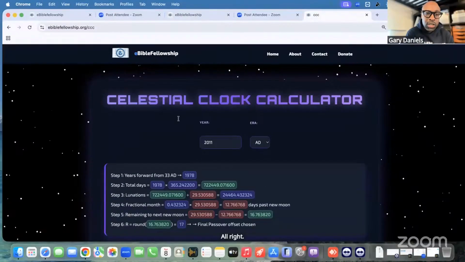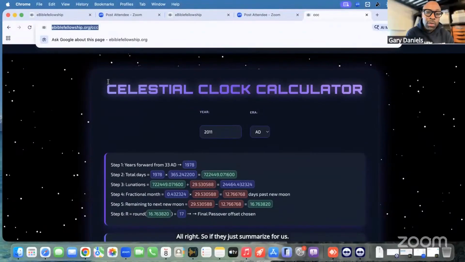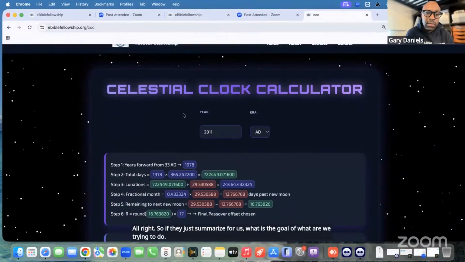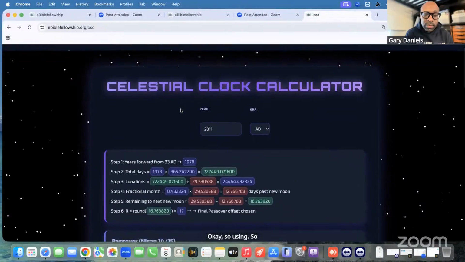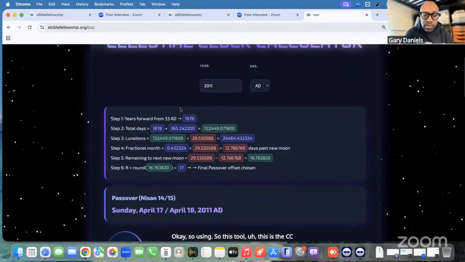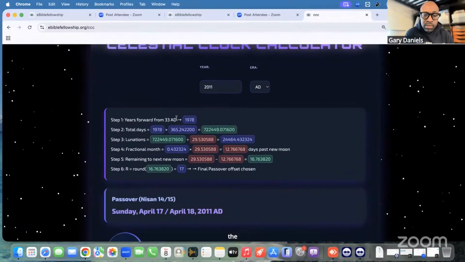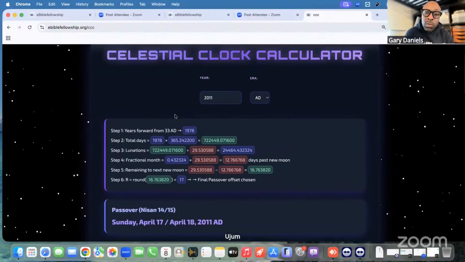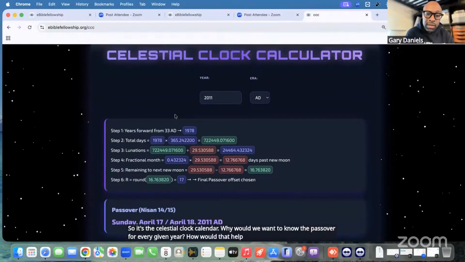So please just summarize for us, what is the goal of what we're trying to do right now? Okay. This tool is the CCC. Again, this is just the math that was used to calculate Passover in any given year. So it's the celestial clock calendar. And why would we want to know the Passover for every given year? Because when we know the Passover for any given year, that allows us to map out the rest of the year and align our Gregorian calendar with the Hebrew calendar.